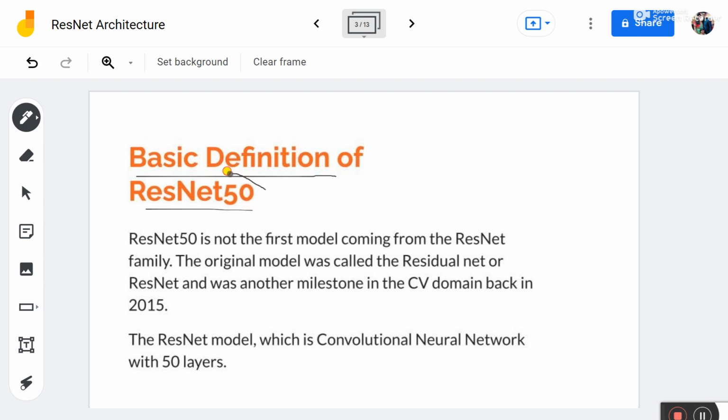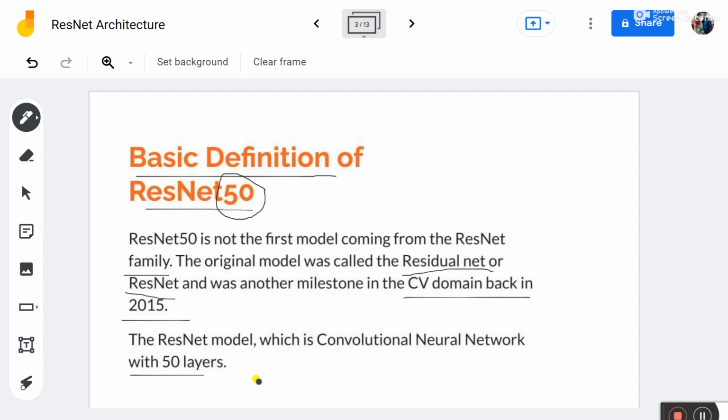All right, so what is the basic definition of ResNet 50? Why we include this 50 term, I'm going to discuss next. ResNet 50 is not the first model from the ResNet family. The original model was called Residual Net, or ResNet, and was another milestone in the computer vision domain back in 2015. The ResNet 50 model is a convolutional neural network with 50 layers, defined in many layers and patterns.